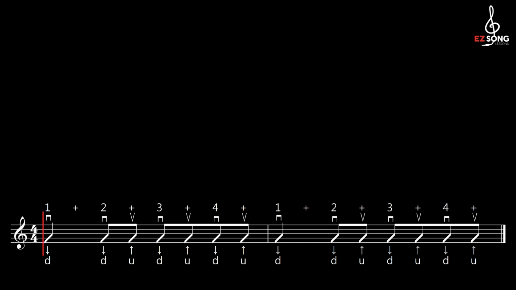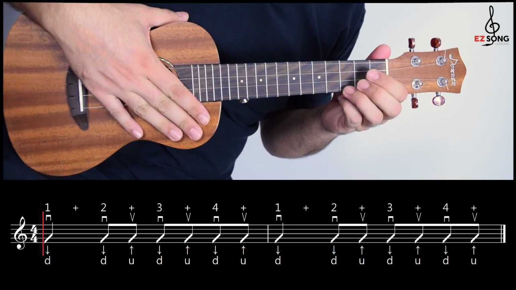Now, let's try a fun pop rhythm that is only using one one-beat note and 6 half-beat notes. Try to play the half-beat notes by alternating from downstroke to upstroke to help you with speed.